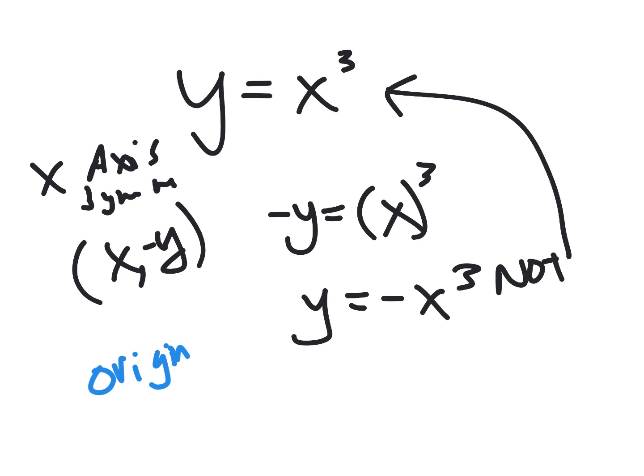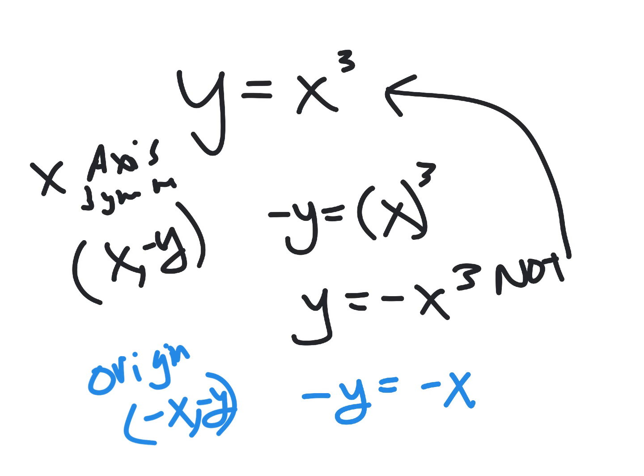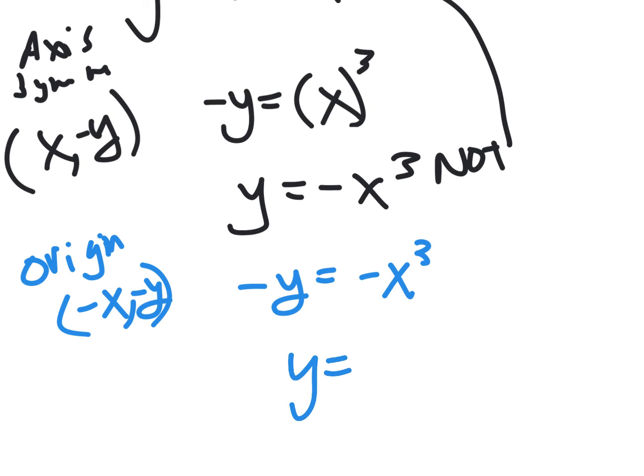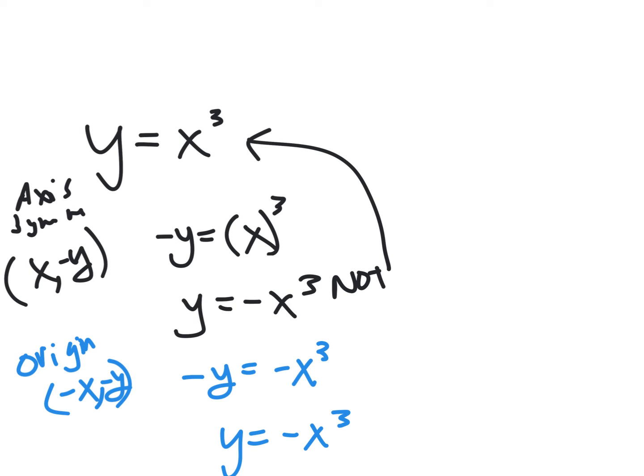You checked all three? Yeah. Wow, you have really fast hands. I'm going to come and look at it in a second because I'm having a hard time believing it. Origin symmetry, negative x comma negative y. And I have got negative y equals negative x to the third. And I simplify it down and I have y equals negative x to the third. Is that the same thing I had in the first place?